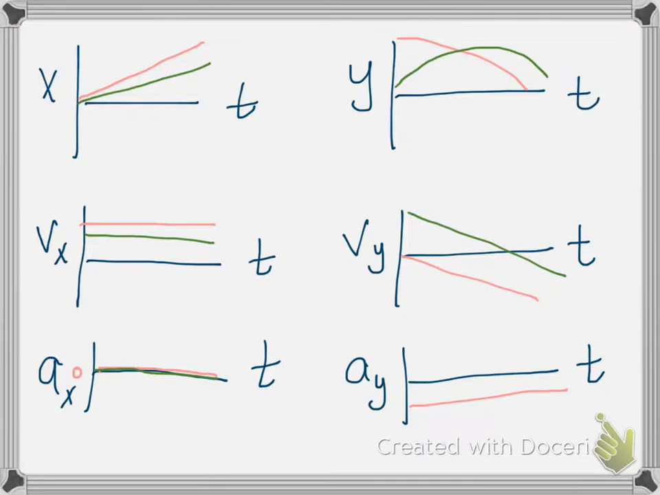At the highest, at the peak. And notice that the green and pink lines for Vy versus t have the same slope because they are both changing because of the acceleration due to gravity.